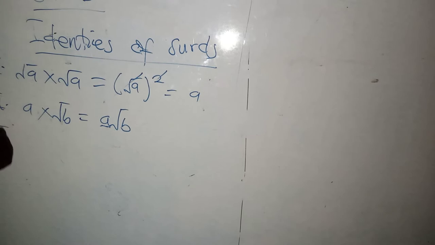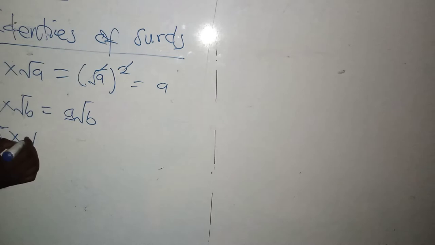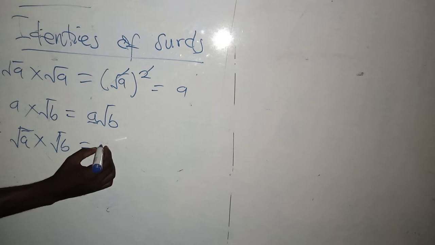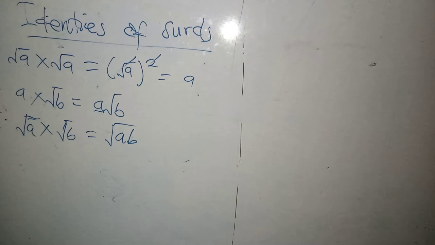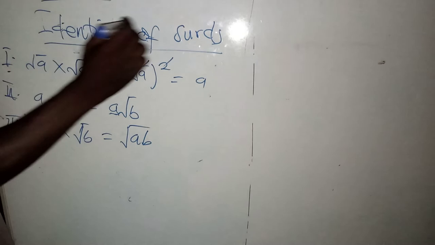And then the third identity says that if you have a set multiplied by another set, then it's the same as this. It is equal to this. Sorry, this is the third.